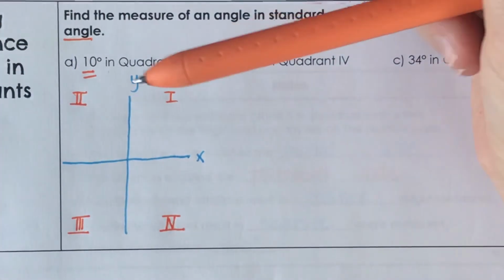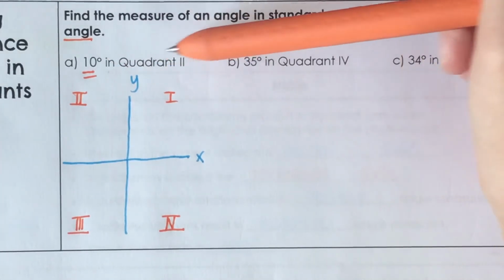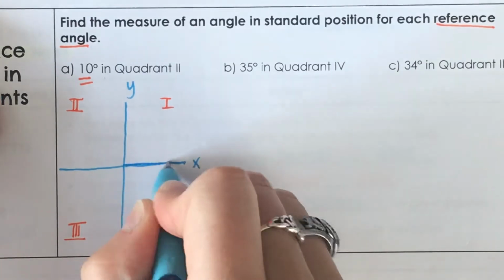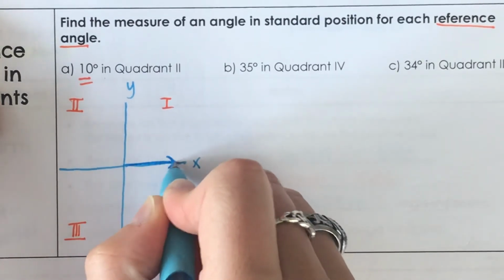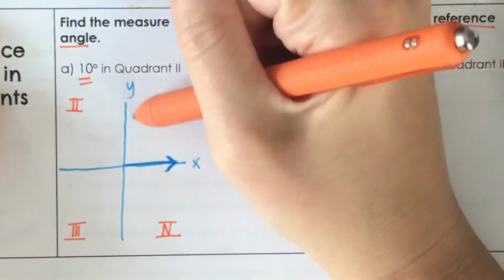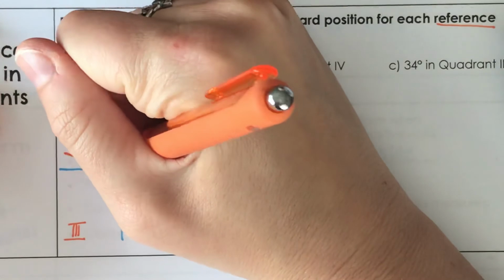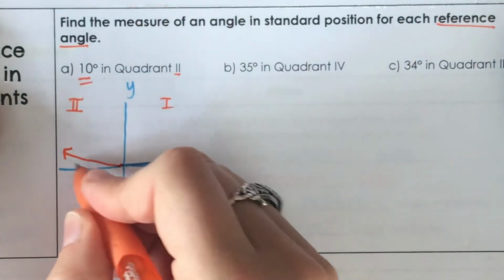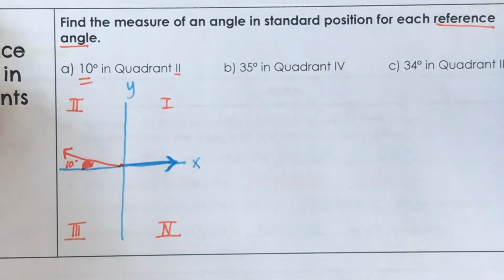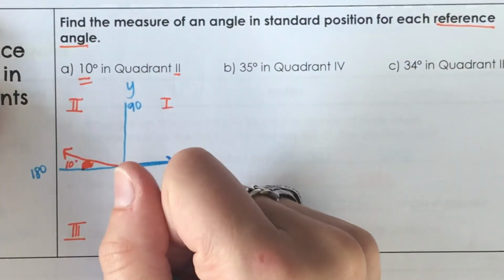Okay. Now this one says a 10-degree reference angle in quadrant 2. So that would mean if I started here on the initial side, my terminal side would end in quadrant 2 with only 10 degrees left over. So this little piece is 10 degrees. Okay, now I'm going, this is 90, 180, 270.